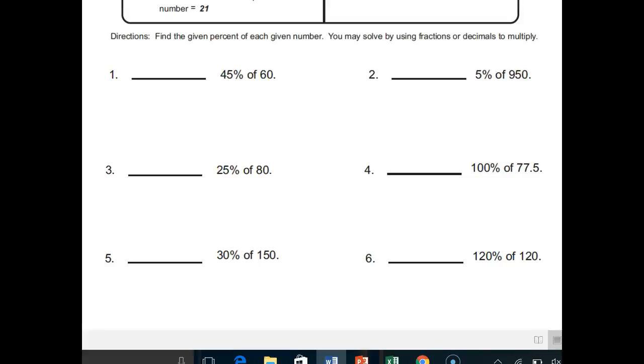I wanted to do the odds because they're very similar to what your homework is tonight. And let's go ahead and do it both ways, both mental math and the way that we know how to do on Ames Web. So 45% of 60.